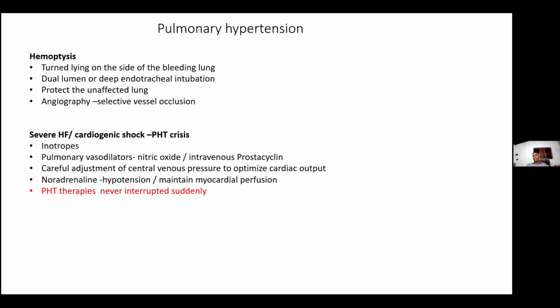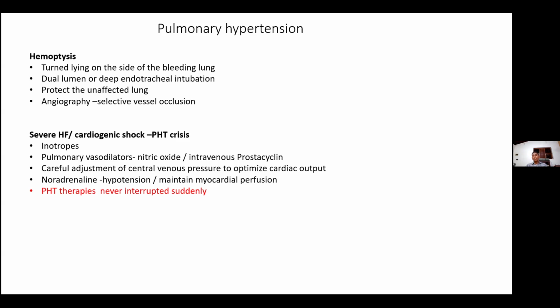Pulmonary vasodilators. Nowadays, we have nitric oxide. You have to ventilate them and put them on nitric oxide, which is a pulmonary vasodilator, expensive, but life-saving. And intravenous prostacyclin, which we don't have, but in other countries they will start prostacyclin and keep them on it. After COVID, they have prostacyclin nebulization also, which has been tried and proven effective. So you can do that.